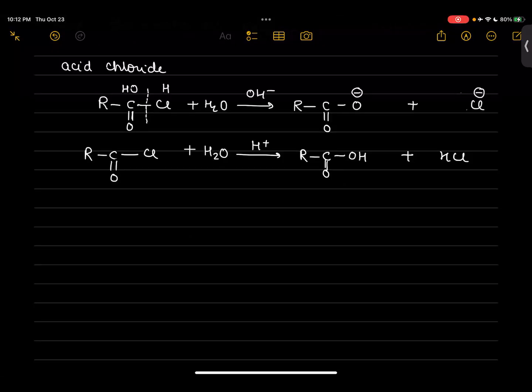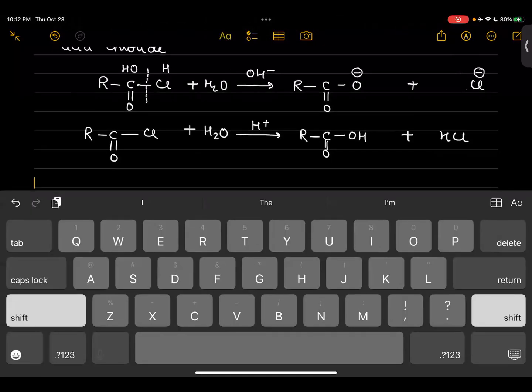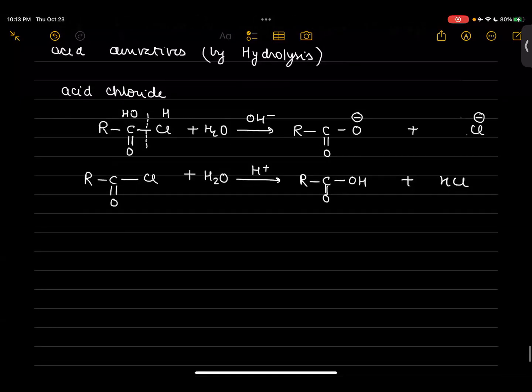The next carboxylic acid derivative is anhydride. Okay, carboxylic acid anhydride.